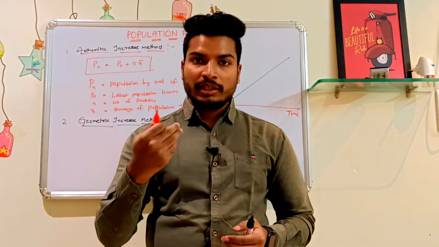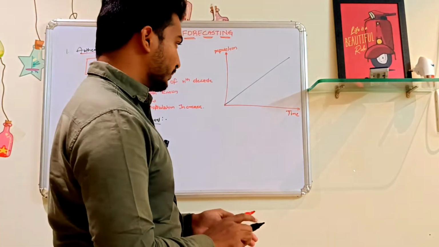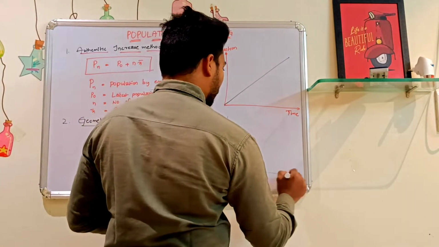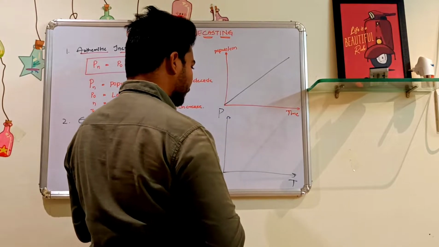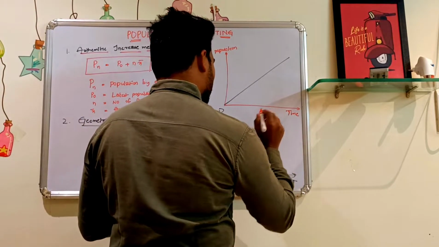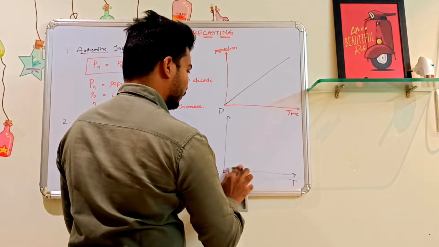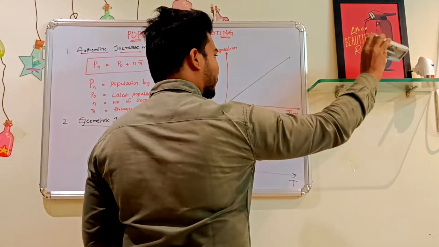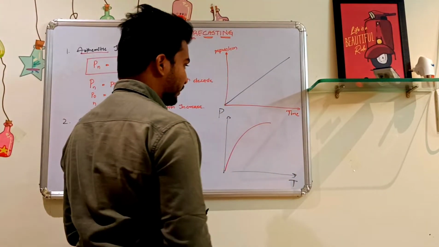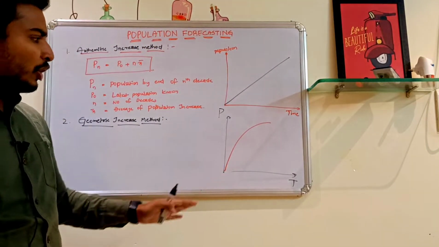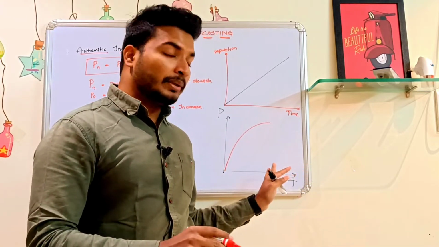So here, if there is an exponential growth, how will the curve be? If we draw a time versus population graph, this will be the geometric increase method. So this is mainly applied for the rapidly growing cities.